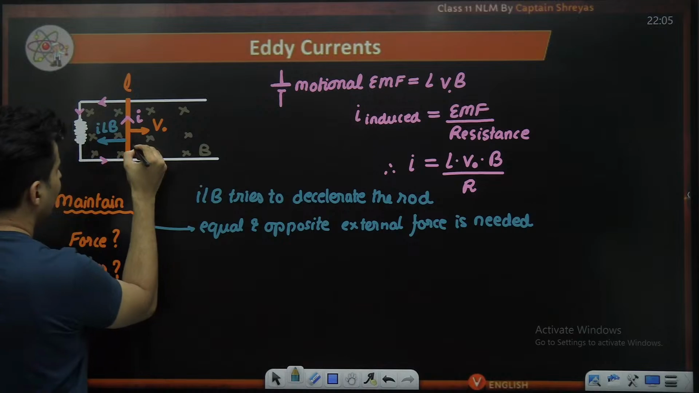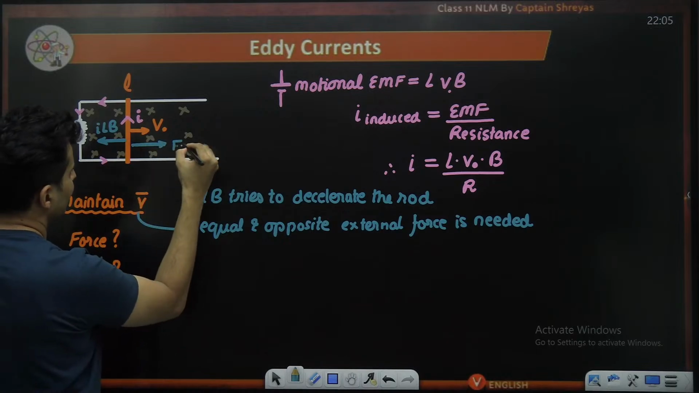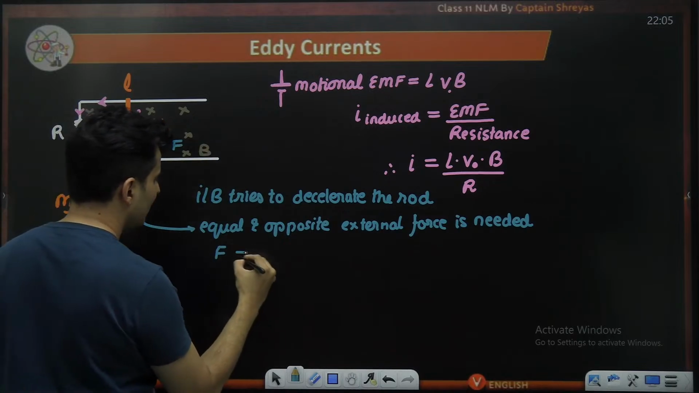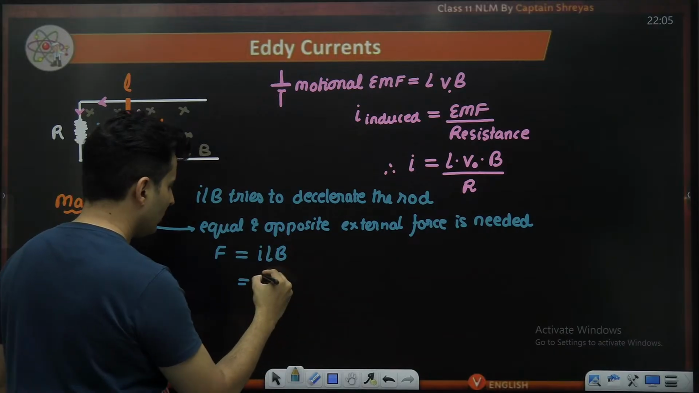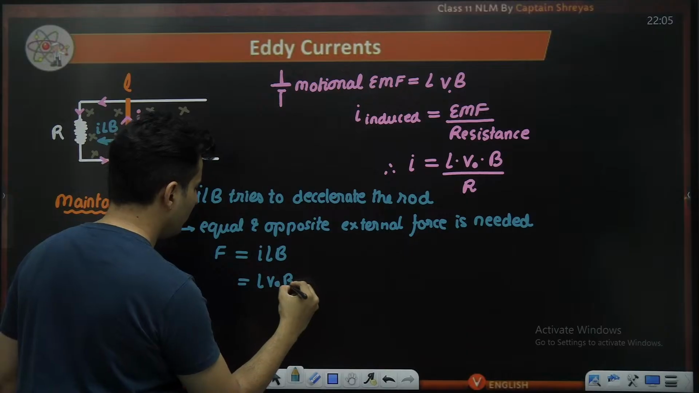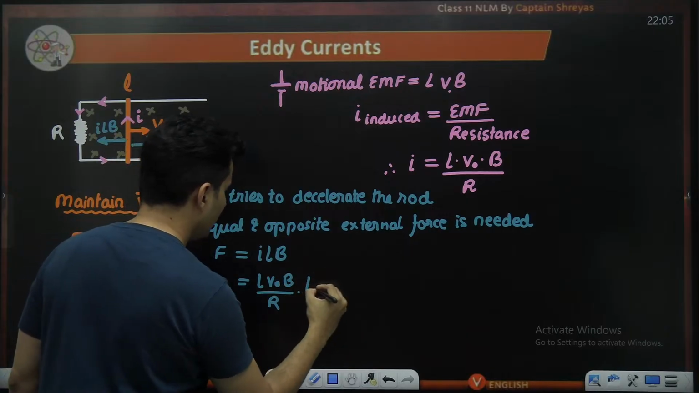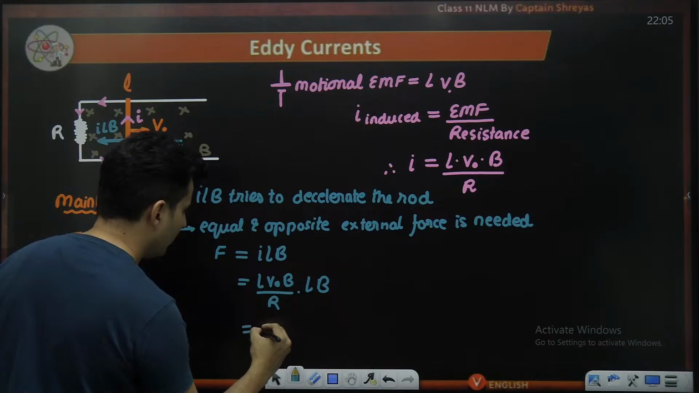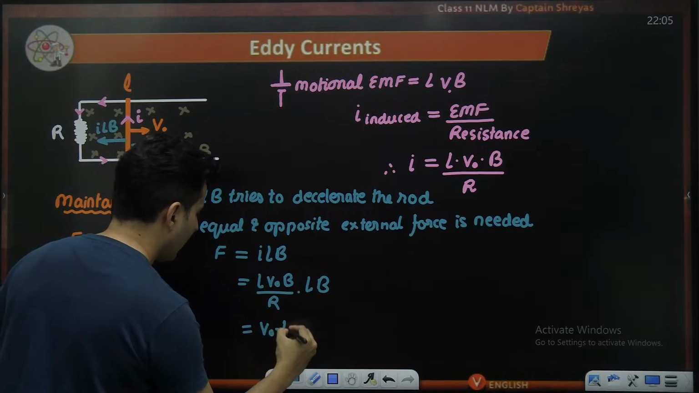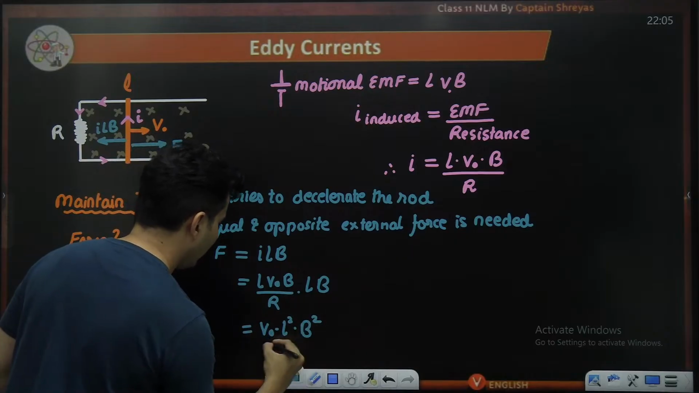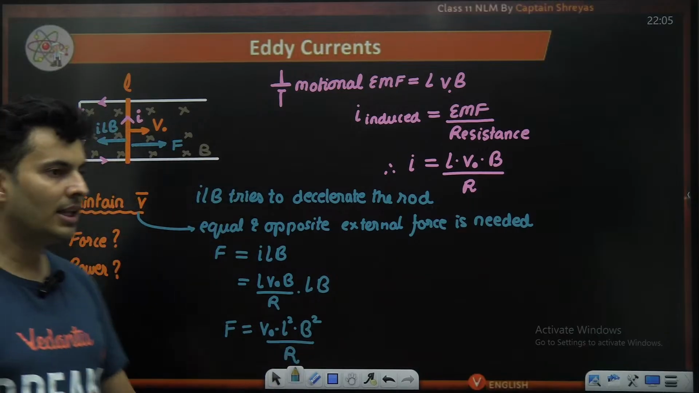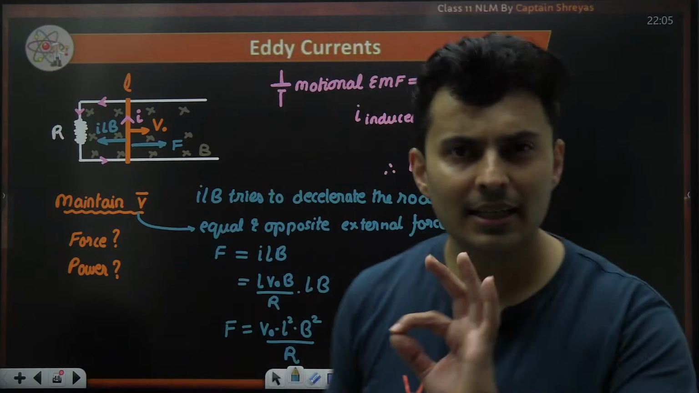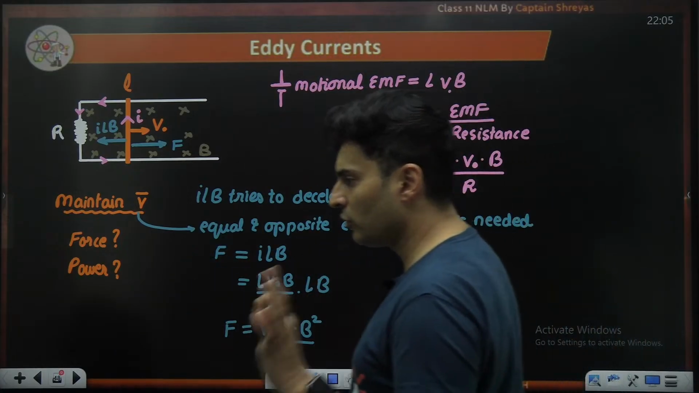Equal and opposite external force is needed. So that force will be obviously I L B, but I know I, so it will be L into V naught into B divided by R, into L B. So therefore it will be V naught L squared B squared divided by R. So that is the force. Everybody understood till this point how much force is needed?